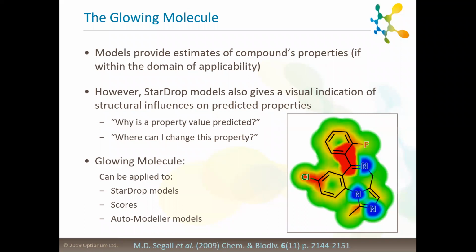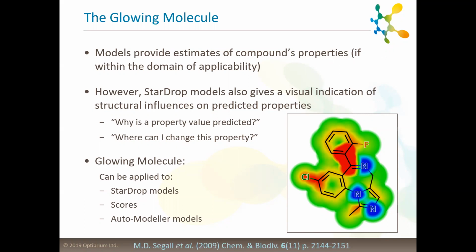And the glowing molecule can be applied to all of the StarDrop models, and it can also be applied to these scores. So you can take kind of a holistic view of the score, see which regions contribute towards that or decrease that. And then you can also use the glowing molecule on auto modeler modules. So any models that are built with that, you can use this tool.